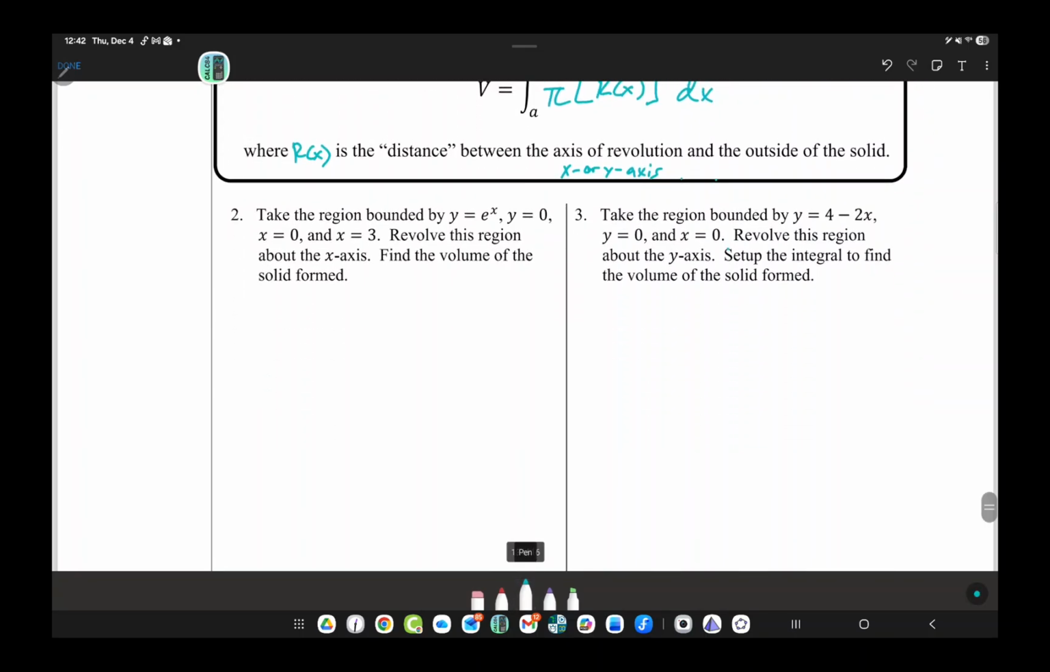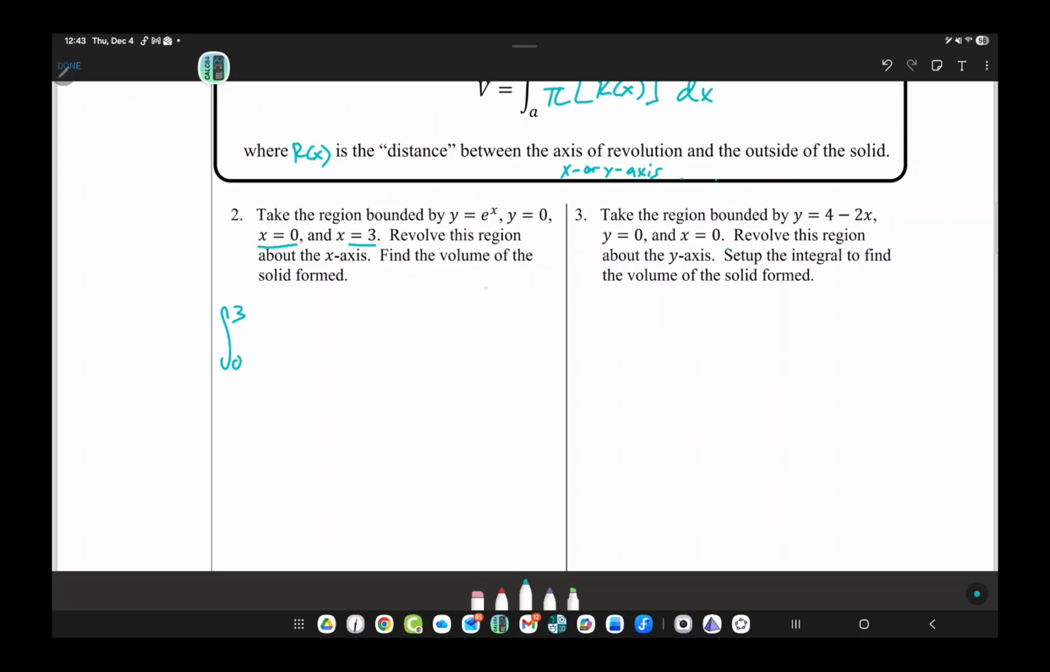So take a region bounded by e to the x, y equals 0, x equals 0, x equals 3. Now, they are giving us our bounds because we only have one function we're dealing with. Because we only have one function, they have to give us the bounds so we know what to integrate to. So we are going to integrate my x values from 0 to 3. That tells us right there: integrate from 0 to 3.